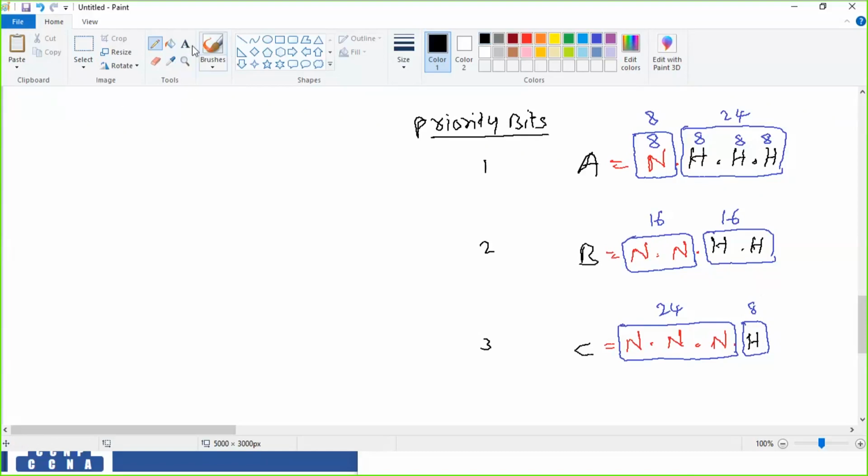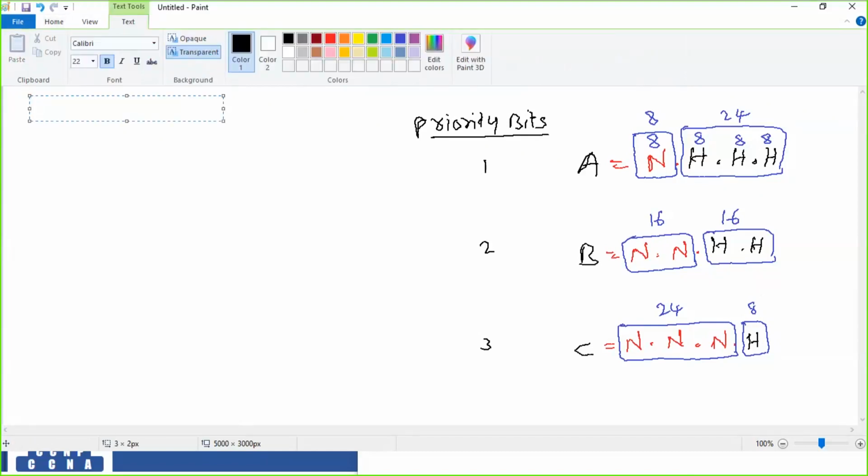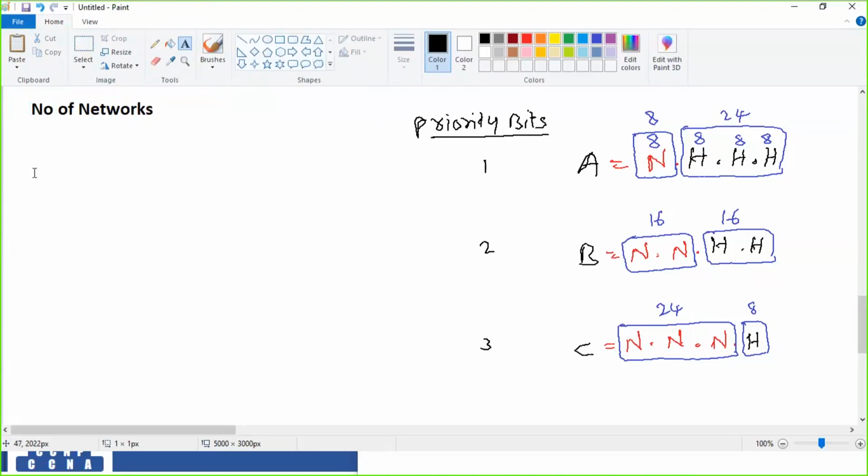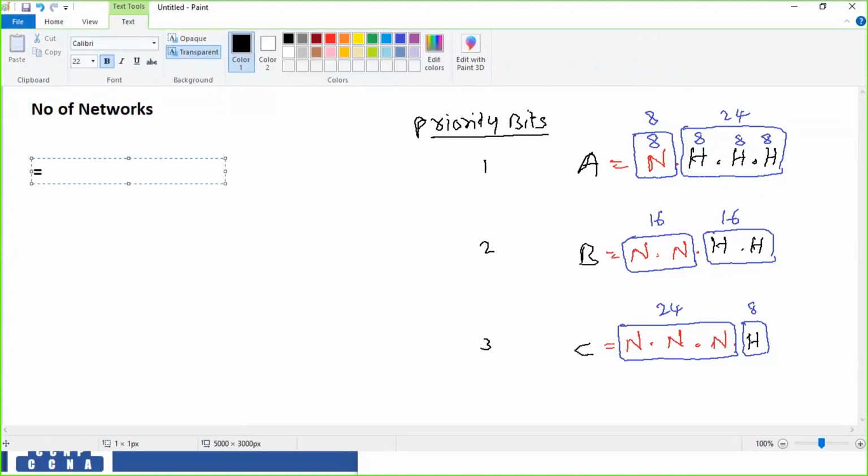Right. Now we are going to calculate how many networks in each class. The number of networks is our calculation. You have one formula to calculate the number of networks, which is 2 power number of network bits minus priority bits.